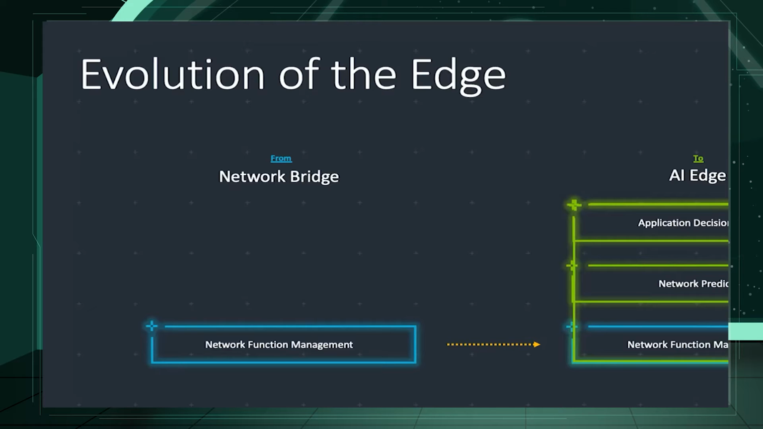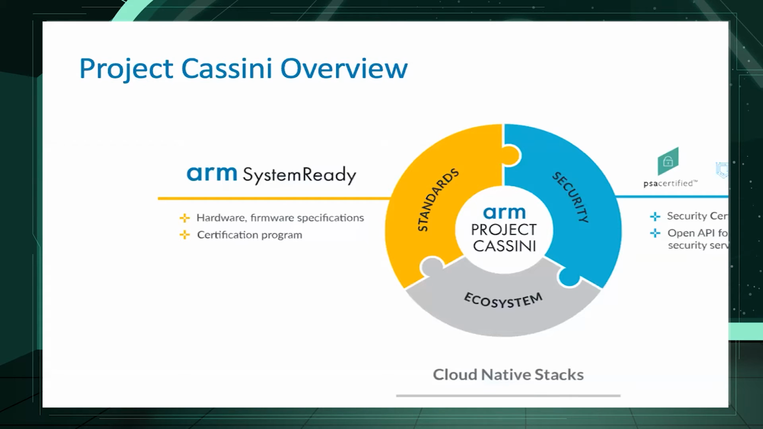So moving on to Project Cassini. To help this AI edge transition, ARM announced Project Cassini, the open collaborative standard-based initiative to deliver a cloud-native software experience across a secure ARM edge ecosystem. Now, Project Cassini is built on three foundational components.